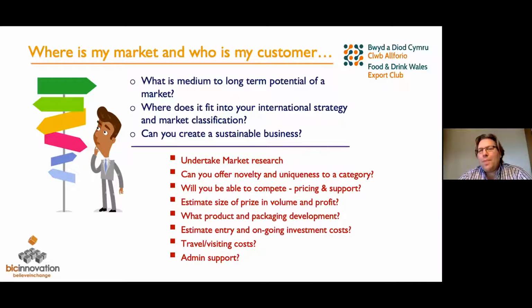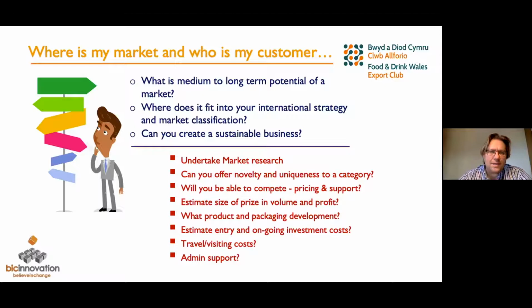But then there are bigger strategic markets, and invariably these are markets like France, Germany, US, Australia, where there's a bit more involved in developing those markets, and it'll take a little bit more of your time. So you have to have a strategy and some focus. The key thing when looking at new markets is whether you can create a sustainable business there. And the way you'll find that out is by undertaking market research.